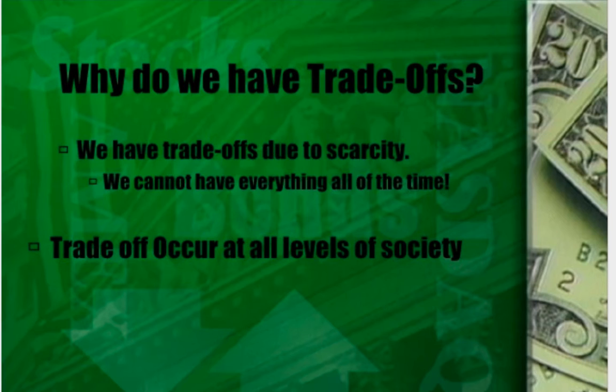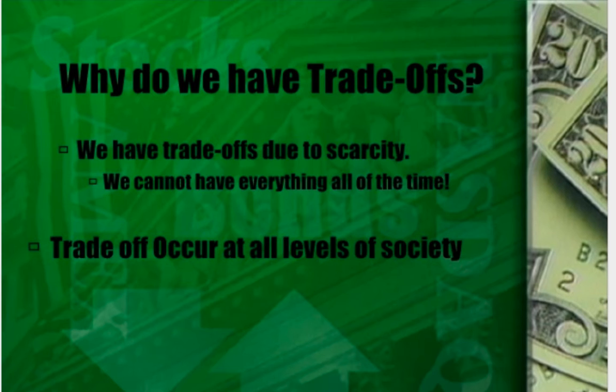So why do we have trade-offs? We have trade-offs due to scarcity. We can't have everything we want all of the time. Trade-offs occur at all levels of society. So even in the classroom setting, you make a trade-off. You make a decision to either come here and do well, bring your stuff, and you get good grades, or you decide that you're going to slack off and then you get rewarded with poor grades. The decisions that you make are going to have consequences based off of those actions.